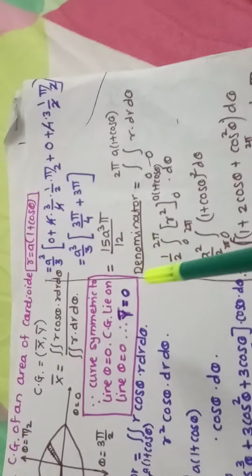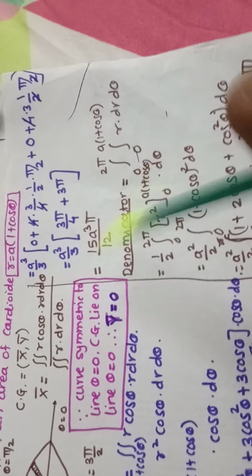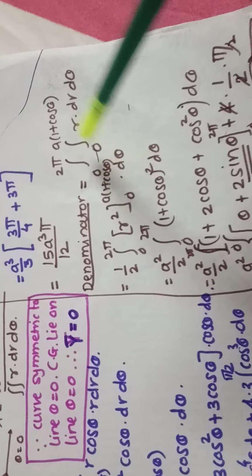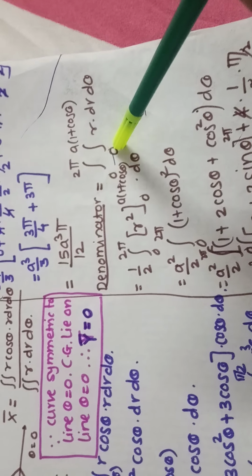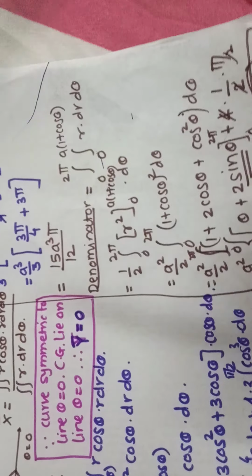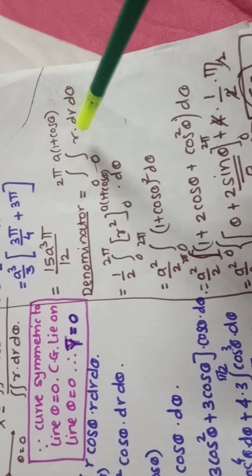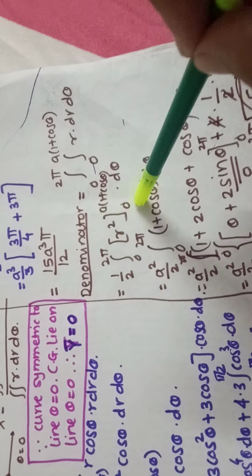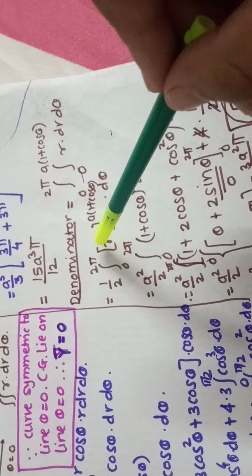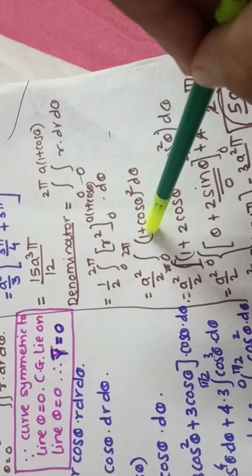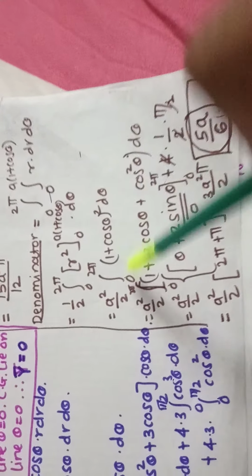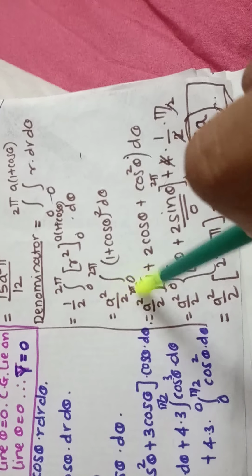Now similarly we can find the denominator. What is the denominator? Double integration r dr d theta, again with limits of r from 0 to a(1 plus cos theta), and limits of theta from 0 to 2 pi. Now the integration of r is r square by 2. I am taking 1 by 2 outside and putting in the value of r. So what we have is (1 plus cos theta) bracket square. Now expand this bracket and integrate between the limits 0 to 2 pi.